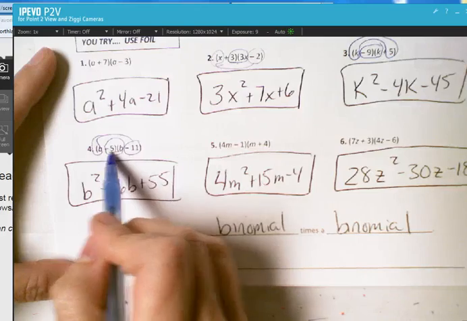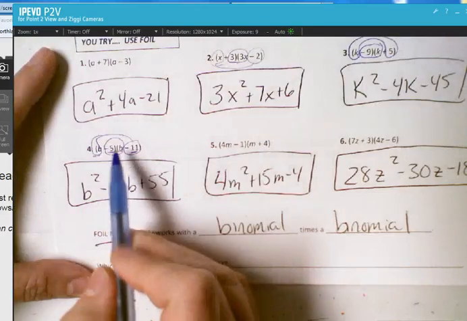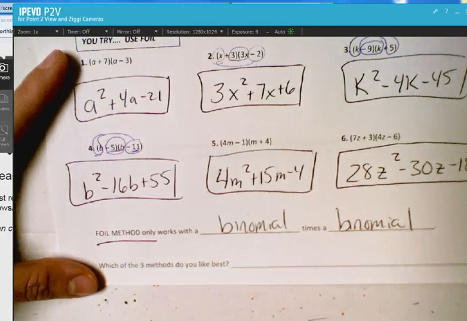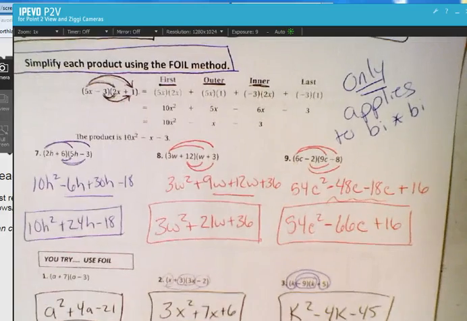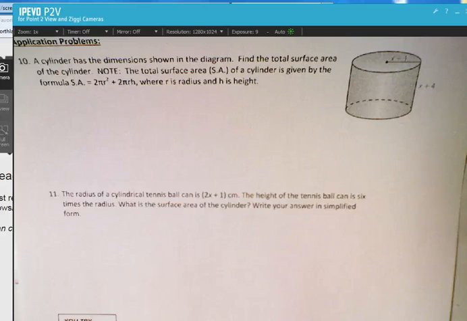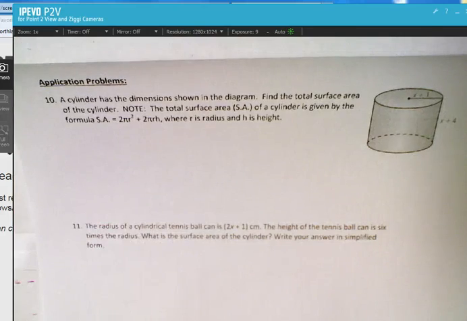I have a negative 5b, and I have a negative 11b. Negative 11, negative 5, that's a negative 16. So start looking for patterns when you're working on these. It'll help you later on when we get to more complicated stuff. All right, last type of stuff we want to look at today are application problems.